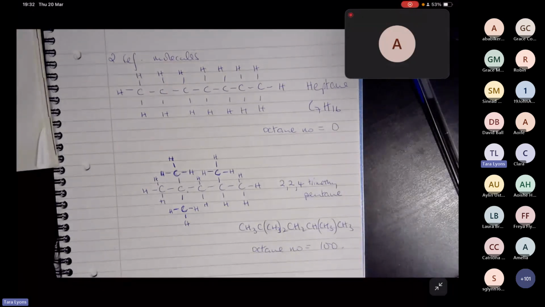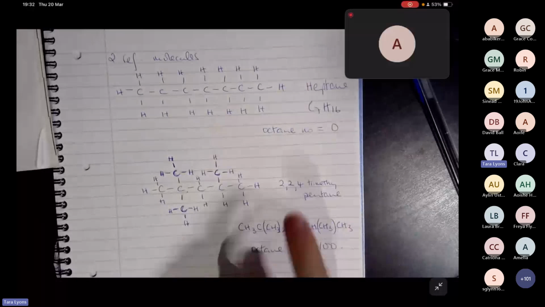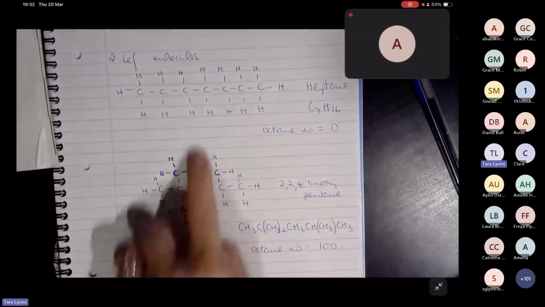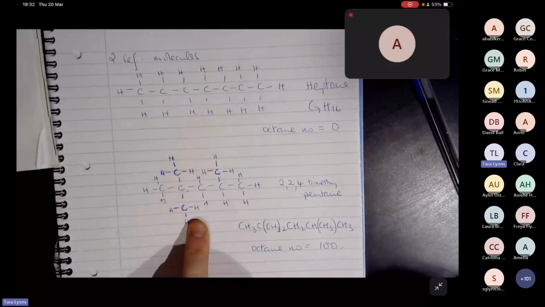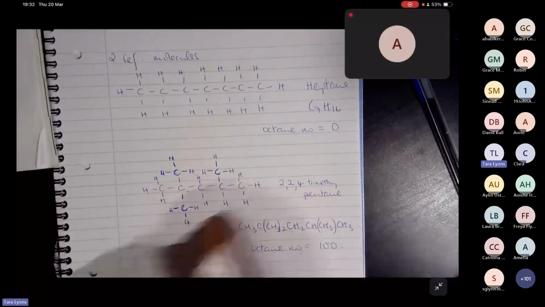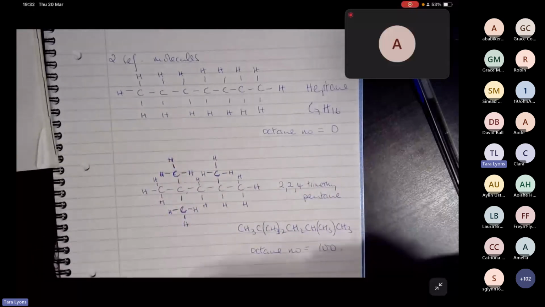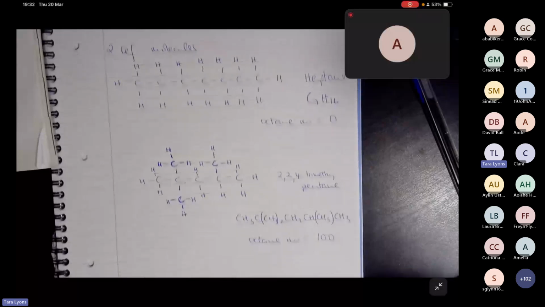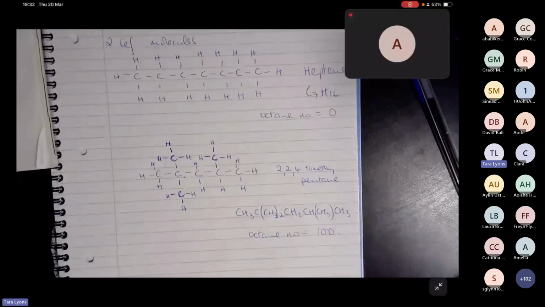So what they do is they burn the petrol, and they look at how it burns, what energy it gives off, what the emissions are, etc., and they match it to a sample of these 2 mixed together. If you had a sample of these 2 mixed together where 10% of it was heptane and 90% of it was octane, 2,2,4-trimethylpentane, it would have an octane number of 90. So if it's 10/90, then it has an octane number of 90. The octane number is telling you the proportion of this branched, shorter molecule that's present in it.